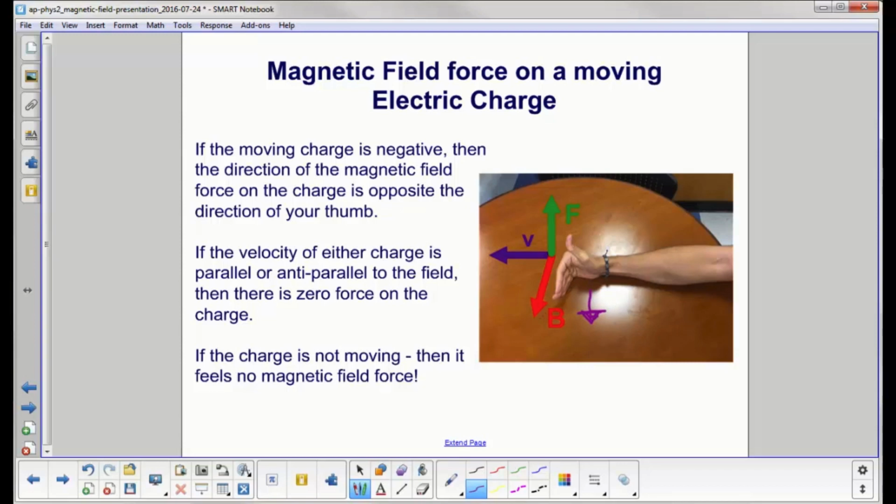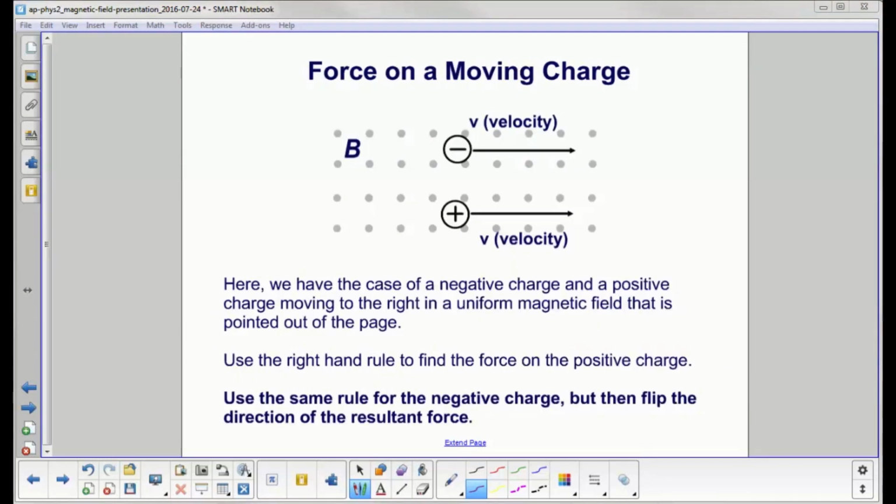Also, if the velocity of the charge was either parallel or anti-parallel to the field, there is zero force. You can see that from the equation, which is Q times V times B perpendicular. So if it's parallel, there's no force. And frankly, you'd have a hard time having your fingers point in that direction and this direction at the same time. You just can't do it. And if the charge is not moving, then it also feels no magnetic field force.